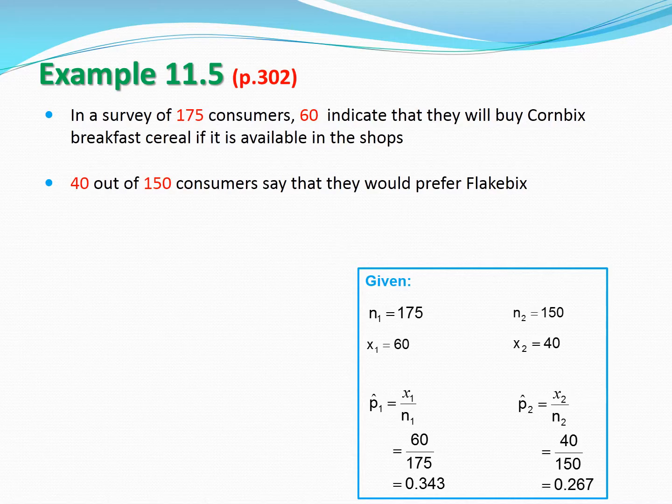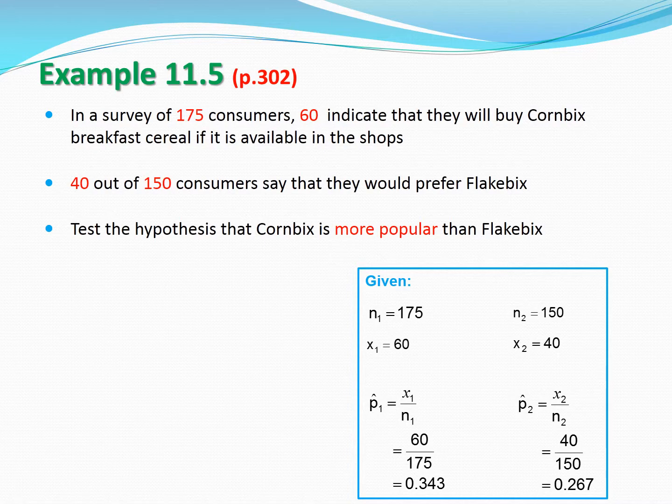Then they tell you that 40 out of 150 customers say that they will prefer Flake Bix. So your n2 will be 150, x2 will be 40. So our sample proportion for the second sample will be 40 divided by 150. That will give you 0.267. Then they want you to test the hypothesis that Corn Bix is more popular than Flake Bix. So in our alternative hypothesis, we will look at a right-sided alternative hypothesis. So our sign will be greater than. And they say use a significance level of 0.1.